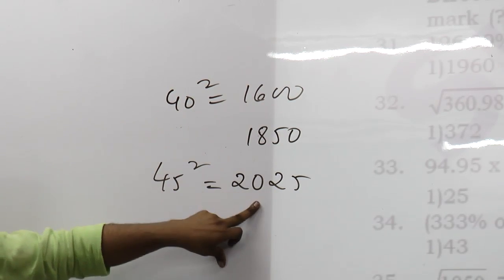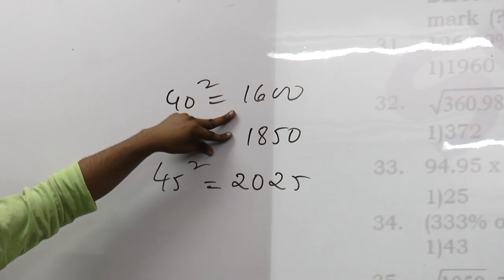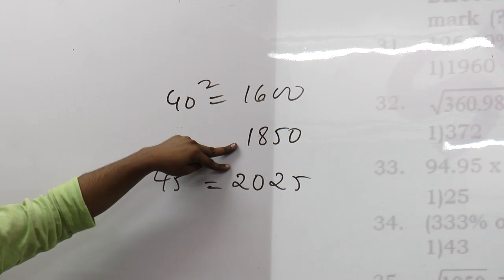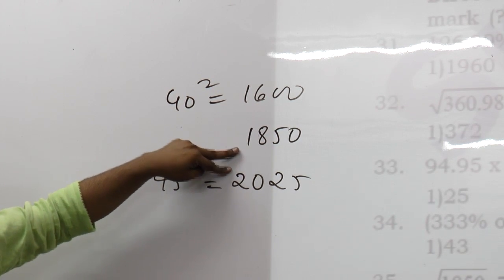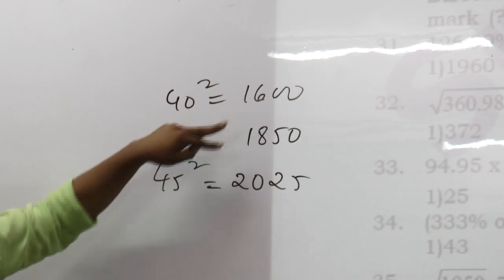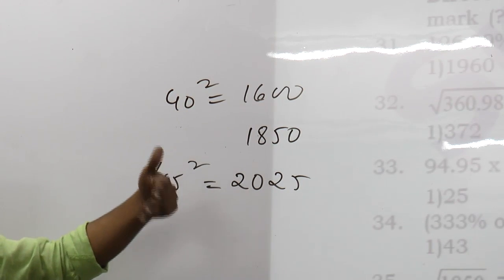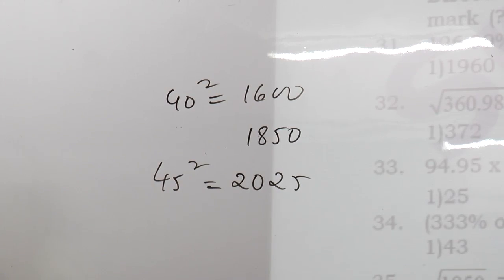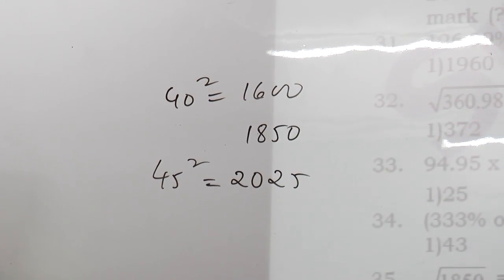It is close to 2025 because the difference here is 250. But here it is 175. Answer is close to 45. Answer should be close to 45, 43.